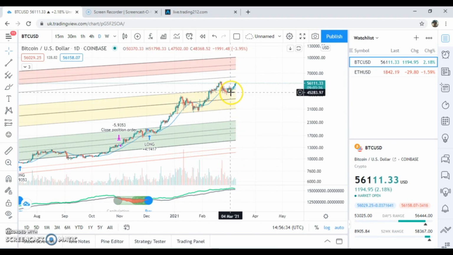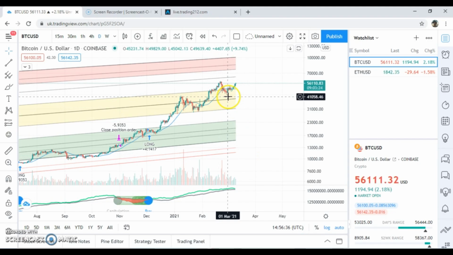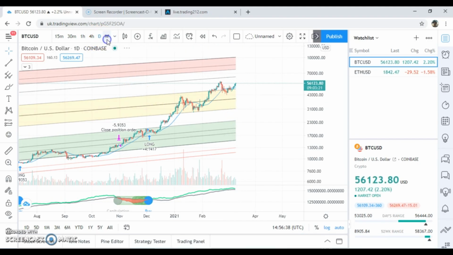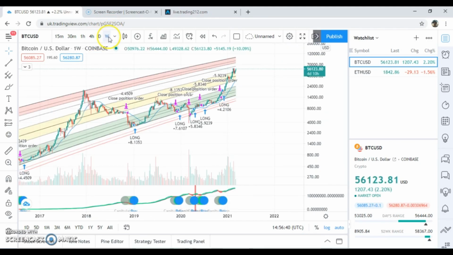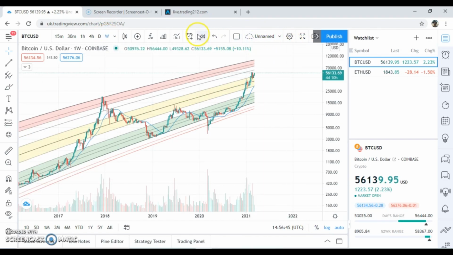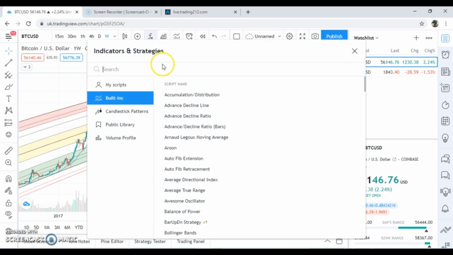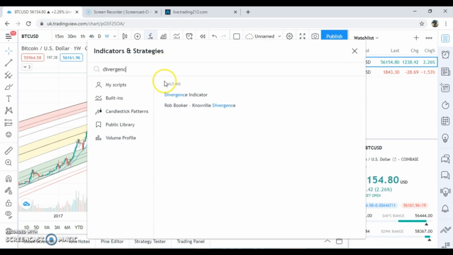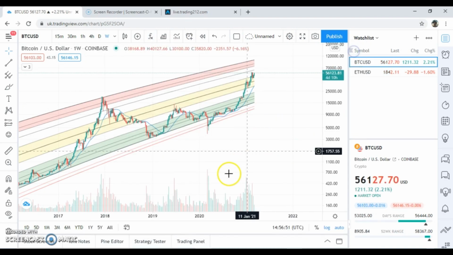And the way to tell when the momentum has changed, when Bitcoin has changed from a bullish market to a bearish market, is one way to do it is to use the weekly chart and switch on the RSI as well. So let me just do that, or a divergence indicator or RSI, either one.